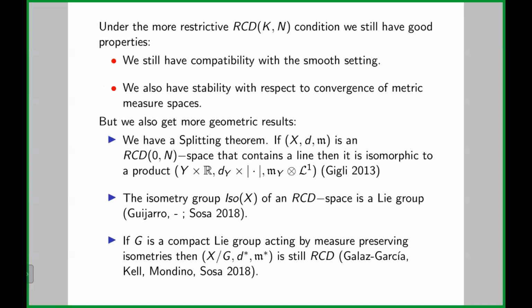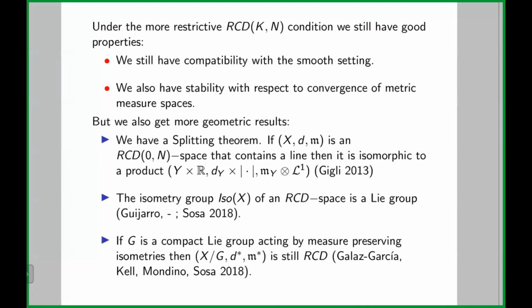But we also have a couple more things I would like to mention. First, the isometry group of an RCD space is a Lie group, just as in the Riemannian case. It was joint work with my thesis advisor, Luis Guijarro, and was independently obtained by Gerardo Sosa. And now that it is known that the isometry group is Lie, one can also get new examples. For example, if you have a compact Lie group G acting by measure preserving isometries, that is, the group G not only preserves the distance, but also fixes the reference measure, then the quotient space X mod G with the quotient metric and the quotient measure is still RCD. And this was done by Galaz-García, Kell, Mondino, and Sosa. So we do get new examples using these isometry group actions.